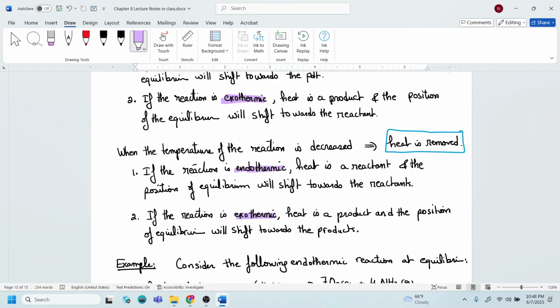So you put your hands together. If the heat is removed, heat is going to be in the reactants. So you are going to lower your left hand. Lower your left hand, and your direction of equilibrium is going to push now towards the reactant. So it's going to push towards the left. If you have an exothermic reaction, heat now is going to be in the product. So if it's in the product and heat is removed, I want you to lower your right hand. So the direction of equilibrium is going to push towards the products.